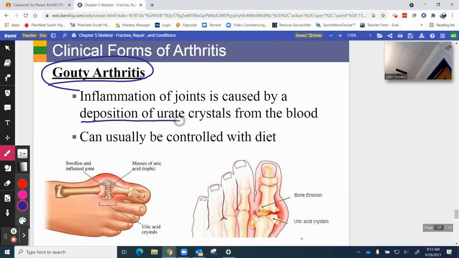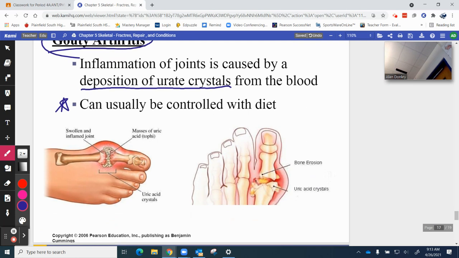All right? This one is caused by a deposit of crystals in the joints. And this one is usually diet controlled. So people usually eat a really crappy diet. It's really high in fat and really low in a lot of essential carbohydrates and proteins, right? When that happens, they get these crystals that actually form within the joint. And then the crystals actually break down the joint tissue, and then slowly over time, the bone itself starts to degrade, right? A lot of times they have a lot of inflammation associated with them.